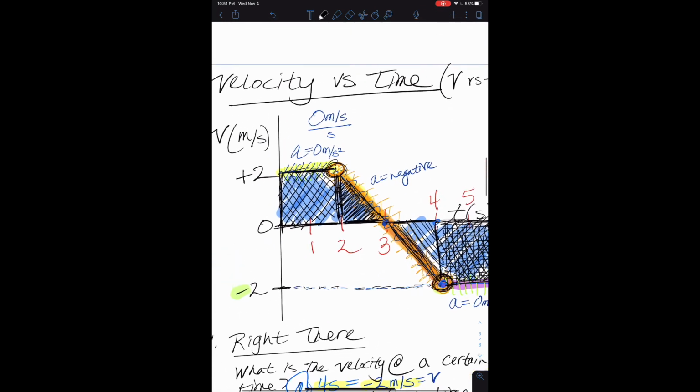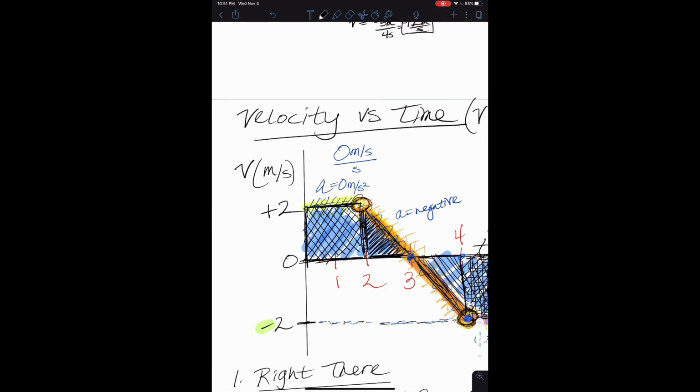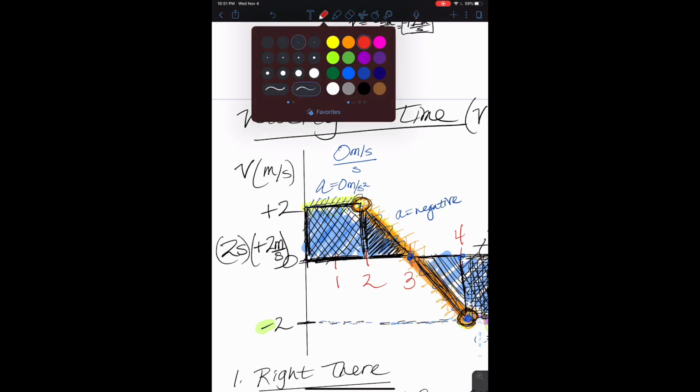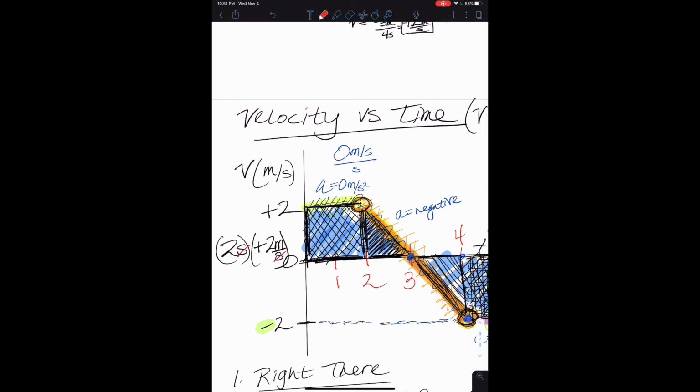All right, what is the area? Well, for the first shape, it's base times height. The base here is 2 seconds, multiplied, this is a square, rectangle, by the height, positive 2 meters per second. Cancel the seconds, and you're left with 2 times 2 times meters, positive 4 meters. All right, so far so good.